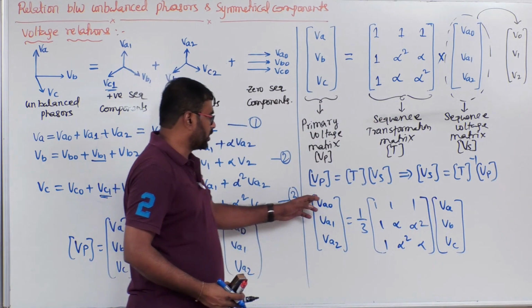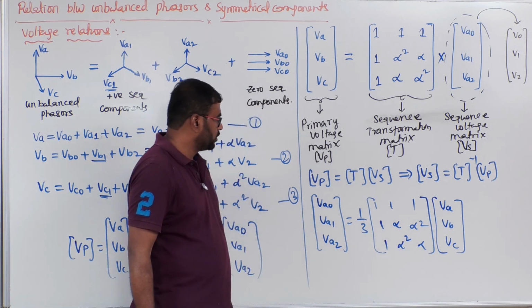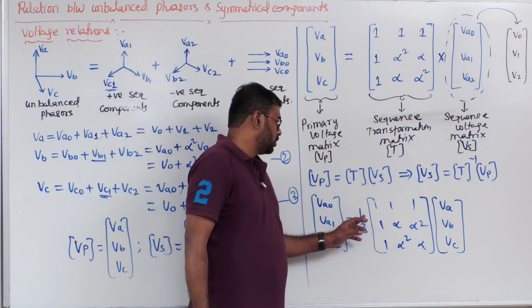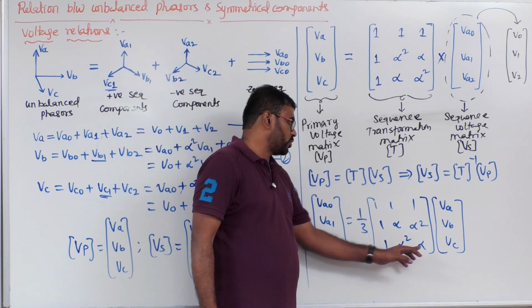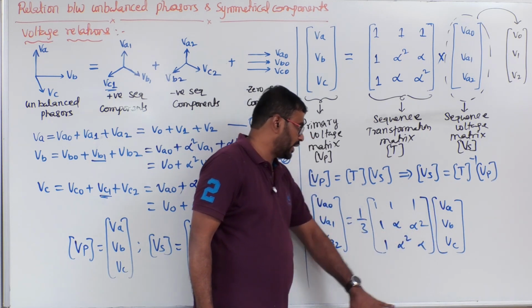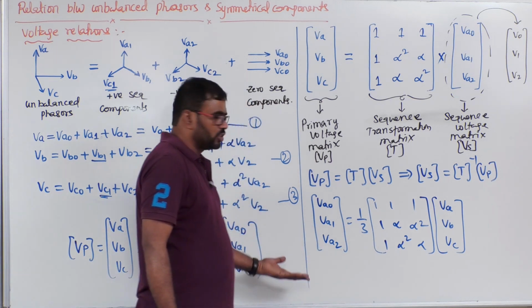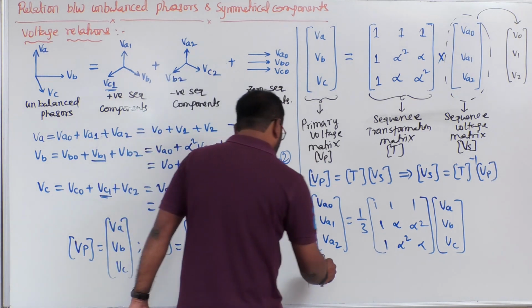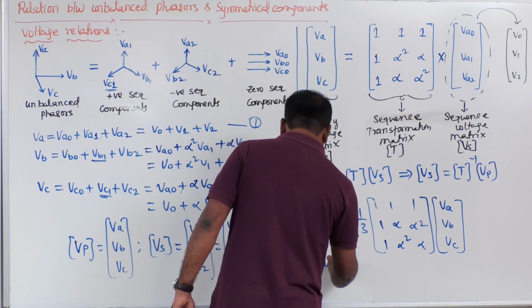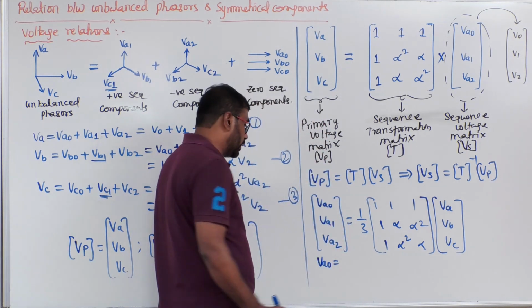Clear? So VA0, VA1, VA2 can be written as 1, 1, 1; 1, alpha, alpha square; 1, alpha square, alpha, times VA, VB, VC, and the whole divided by 3. Clear? So from this we can write 3 equations. What are the 3 equations? These equations are very, very important, sir. You must remember them all the time.